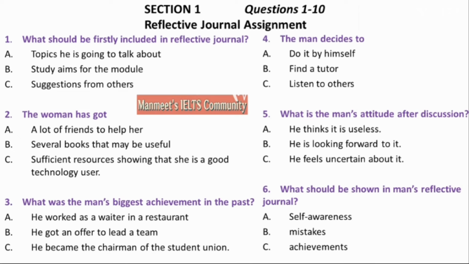Professor Tomlinson, may Annie and I please quickly ask you a few questions about the reflective journal assignment? It's just that we're a bit confused as to what you want us to include and discuss. Yes, of course. What are you having trouble with? Well, everything really. To start with, what should be included first in the reflective journal? Perhaps suggestions from others? No. Firstly, you should include the study goals you set yourself at the beginning of the module. This section should have been discussed in some detail towards the beginning of the course by Professor May. You should be able to find her suggestions on the slides she has provided the class online.